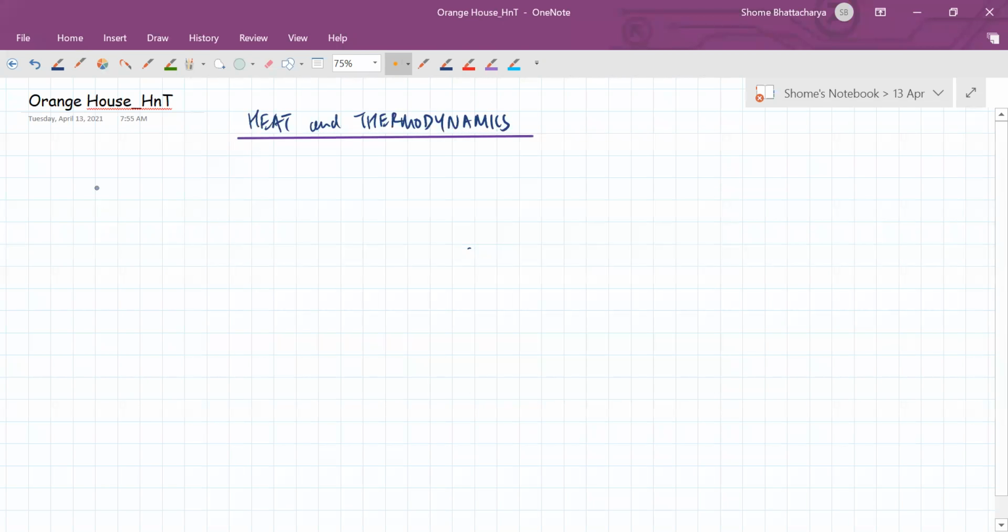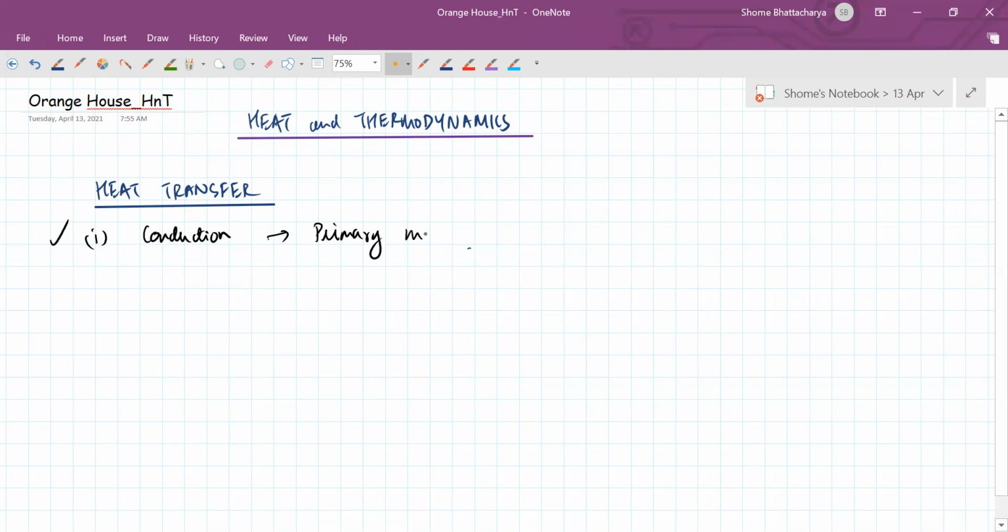So we have been discussing heat transfer and the first mode of heat transfer, which is conduction, in the last few lectures. So the first mode is conduction, which we just completed. So we saw this was the primary mode for heat transfer in solids. Okay. Because it is heat transfer by means of vibrational kinetic energy of molecules.